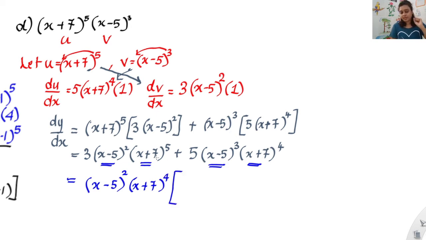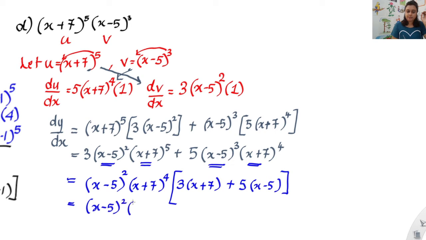Now write the remaining. The first one remaining is 3. Anything else remaining here? Yes, x plus 7. But this one is power 1, so no need to write the power. Then plus, over here remaining is 5. Anything else remaining? Yes, x minus 5. So write x minus 5. This one also power 1, but no need to write the power. So that's it. Here solve inside the big bracket. The in front one just copy back only. So here you times in. So 3x plus 21 plus 5x minus 25.